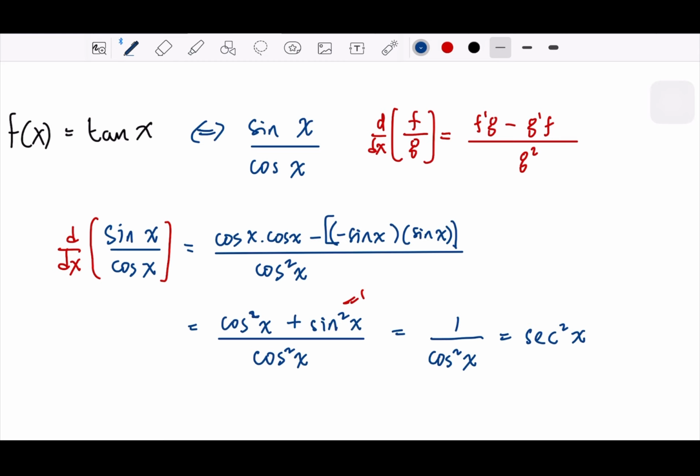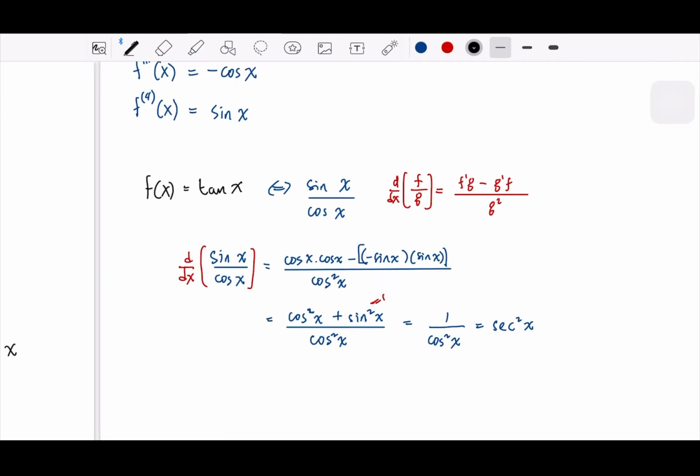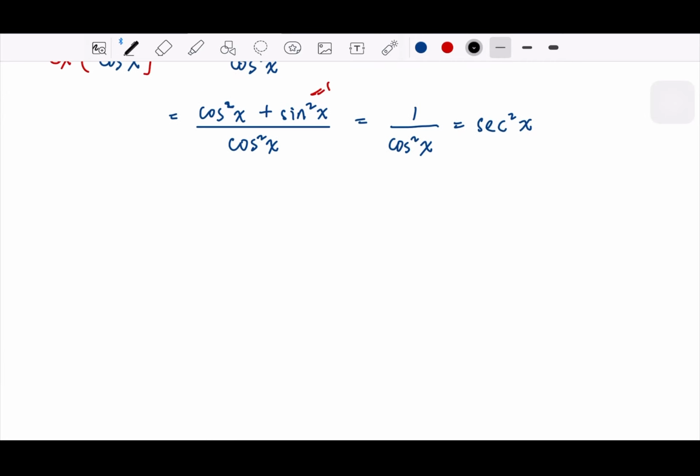So we've done the sine, cosine, the tangent. So let me write the summary down here. So sine x, this becomes cosine.